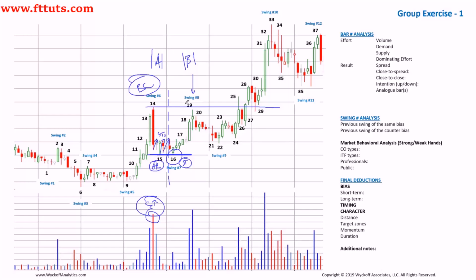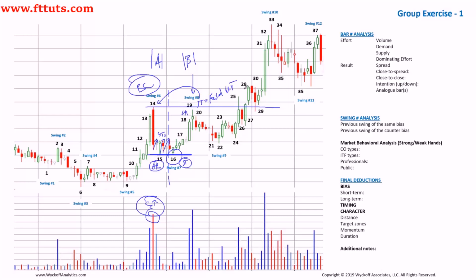Point number 19 in phase B could be labeled as... Isn't that a secondary test to the upside? You could do that. You could say that this is a test of the buy-in climax, absolutely. We would be thinking that there's always going to be an attempt to upthrust, right? But it fails because this is a low or high. So we could also label this as failed upthrust. Okay.